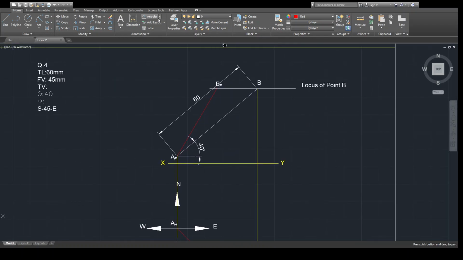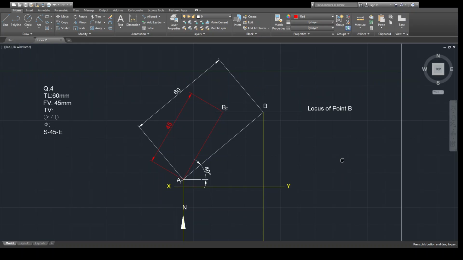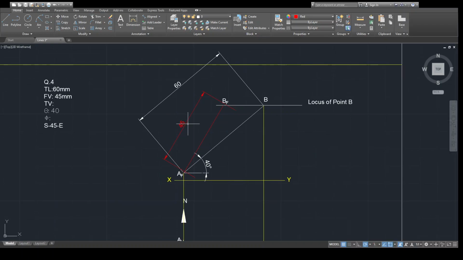So the front view length is 45 mm. Let us check whether it is 45 mm or not. Yes, it is 45 mm. So the longer dimensions you need to show, then smaller dimensions upside. Okay. It is correct. So dimensions you need to show by using white color. It is a 45 mm line that you have drawn.